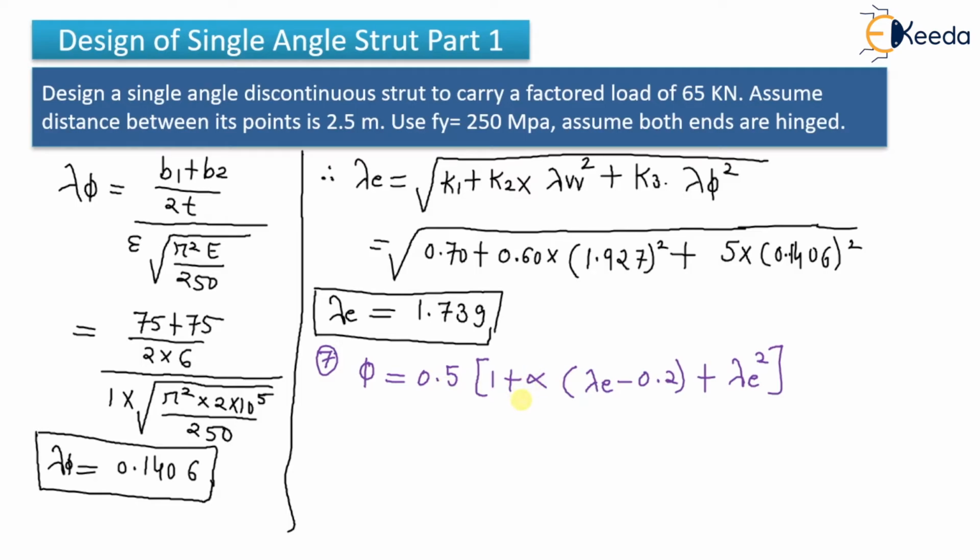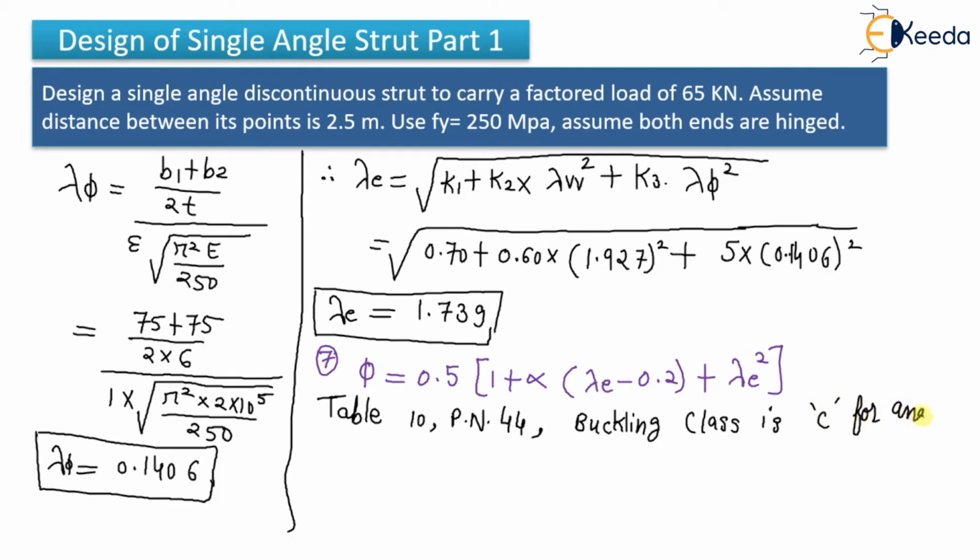So alpha is taken from table number 10. Just open the IS code and from table number 10, which is given on page number 44. See, I told you what the buckling class is. Buckling class is C, always, for angle sections. So if buckling class is C, they have given on page number 44, table number 10, the value of alpha as 0.49. So you have to put this value 0.49 in this.